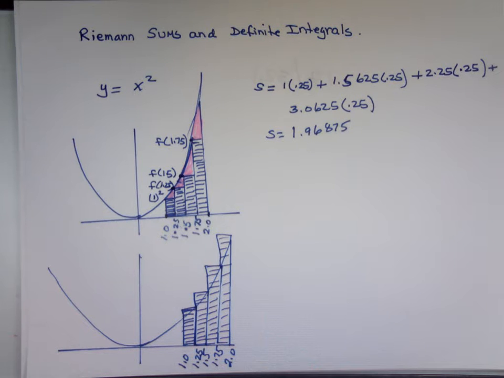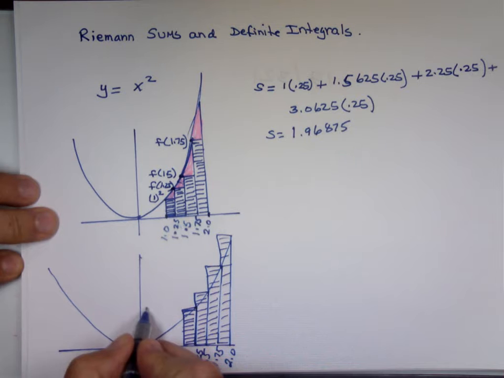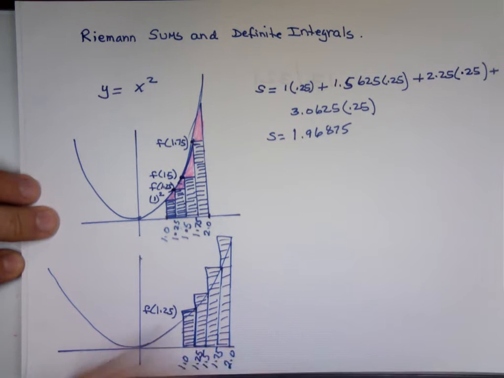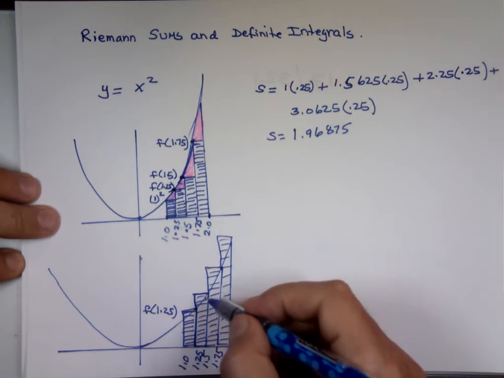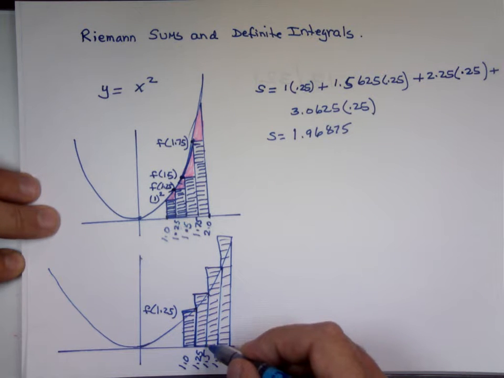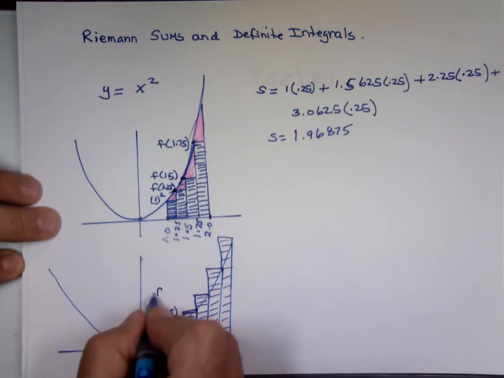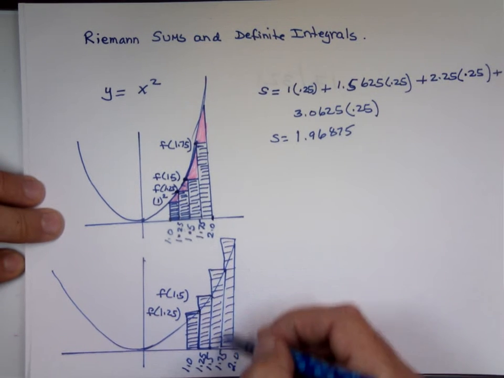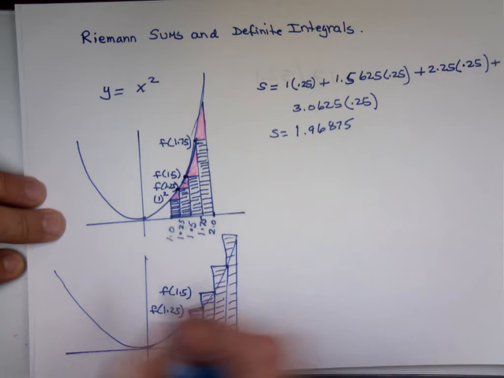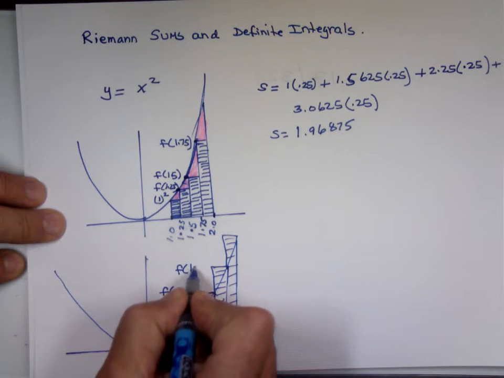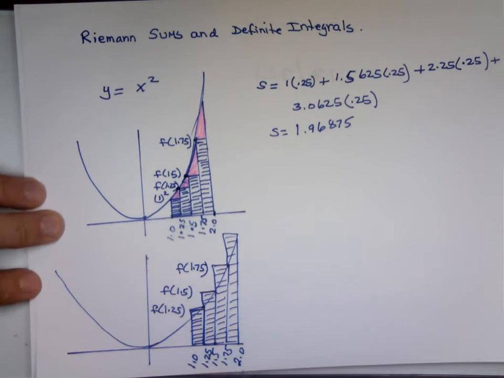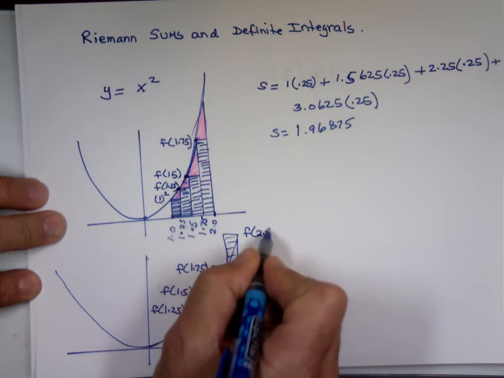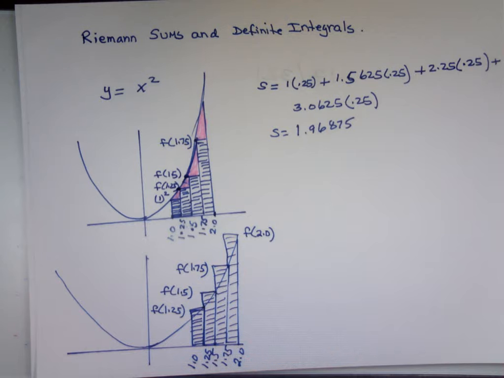So let me find the height here. The height, that's the y value when x equals 1.25. The height here, the y value when x equals what? 1.5? The height here when x equals what? 1.75. And the height for the last one, that's when x equals what? 2.0. You have to use that height.